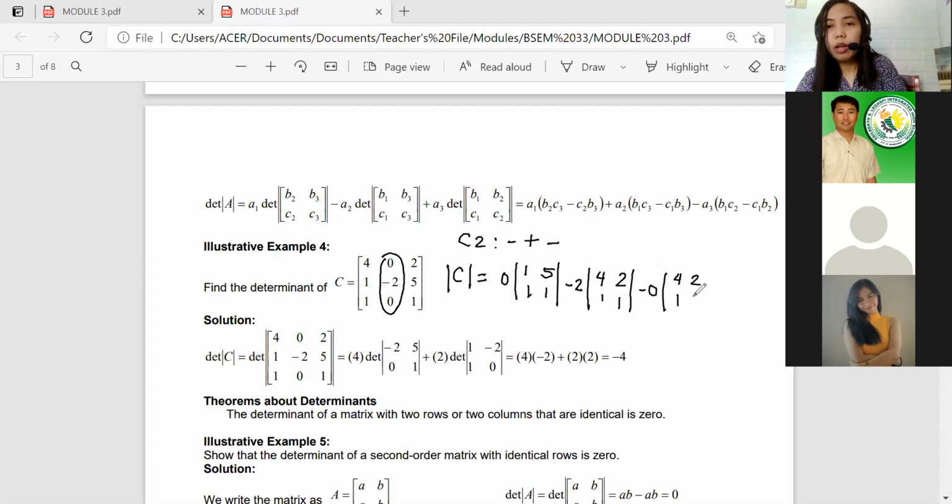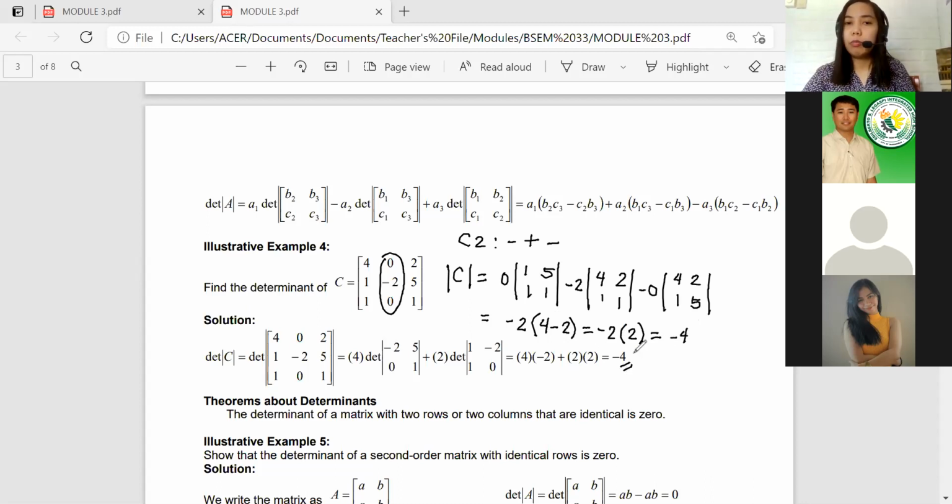4, 2, 1, 5. And then, you get the determinant. You can simplify. This is 0. So, dito na tayo mag-focus. Negative 2. 4 times 1, 4. Minus 1 times 2, it's 2. Then simplify. Negative 2 multiplied by 4 minus 2, it's 2. So, negative 2 multiplied by 2, the determinant of C is negative 4. It's just the same. Negative 4.